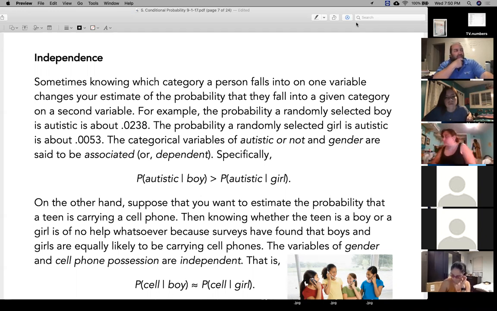If I see a child that's autistic, based upon this data, do you think that autism is independent or associated with whether the child is a boy or a girl? Do you think that there's an association or that there's no association based upon this data? What do you guys think?